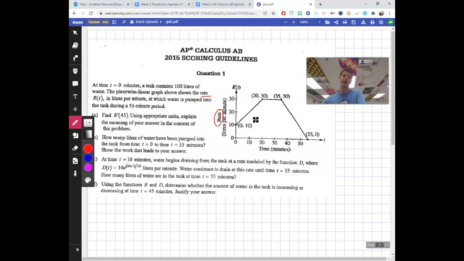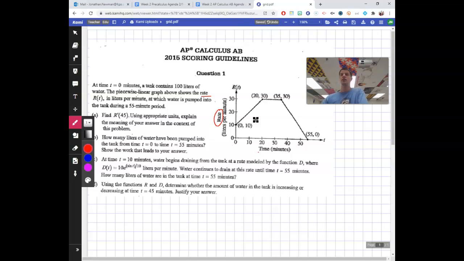I think of this as a first derivative, right? And it's a first derivative of what? It's the first derivative of the number of liters in the tank, right? And so this is the rate at which water is pumped into the tank during a 55-minute period. So you see you've got minutes along the x here.